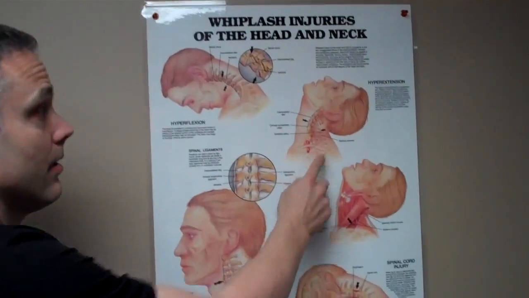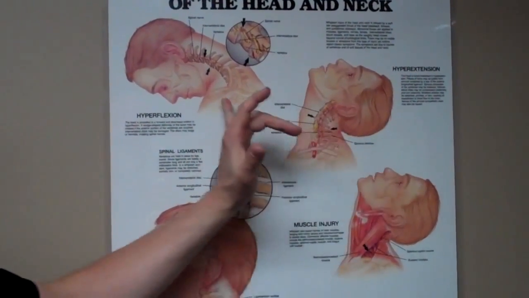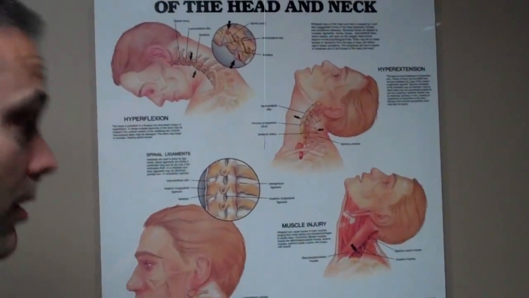So, soft tissue damage can occur basically when you're hit. There's some variation, but your head can go, in most accidents where the person's rear-ended.